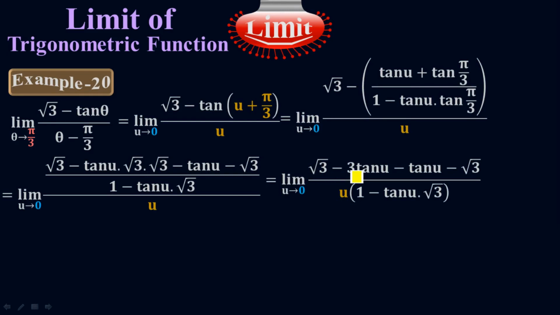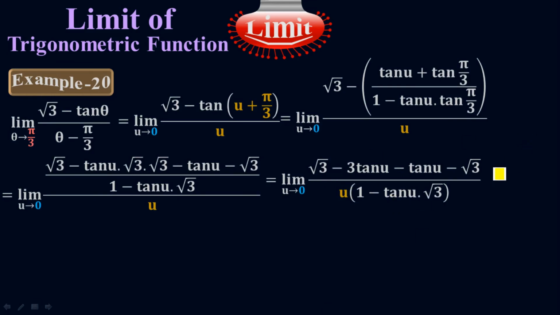Which equals the limit of (√3 − 3 tan u − √3 − tan u) over u times (1 − tan u times √3). √3 times √3 equals 3. This is the numerator of the numerator and this is the denominator of the numerator. When it is in fractional form, your main denominator can go up with the denominator of the numerator. It will be multiplied with this term.